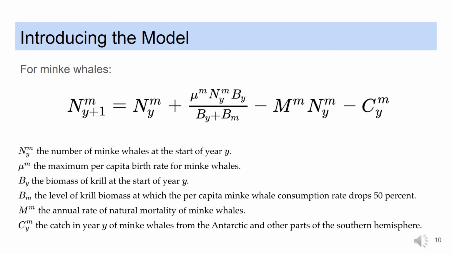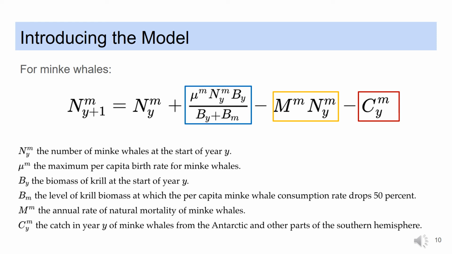The model for the minke whale population is extremely similar to that of the blue whales. Here we have the reduction of the whale population due to harvesting, the natural mortality of minke whales, and the natural increase of minke whales, which is dependent upon the density of their prey, krill.